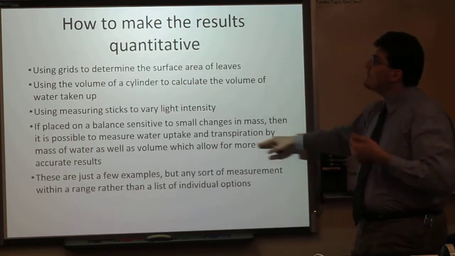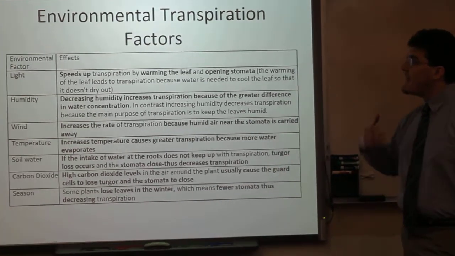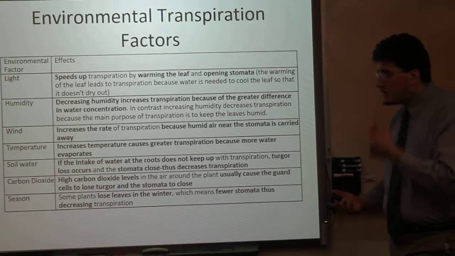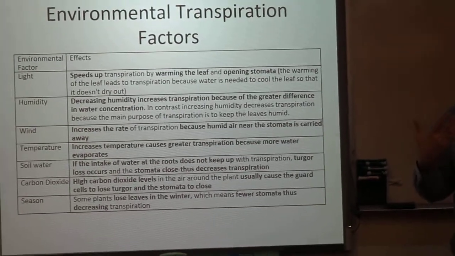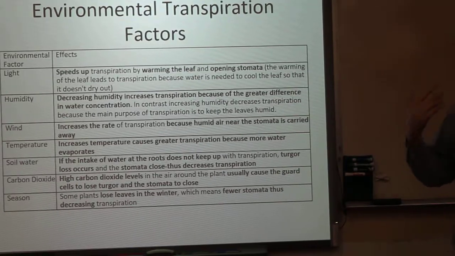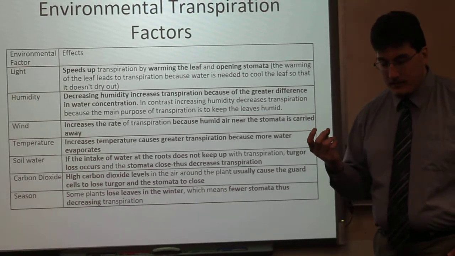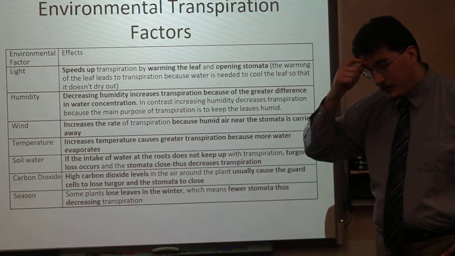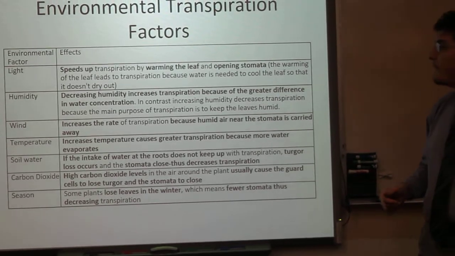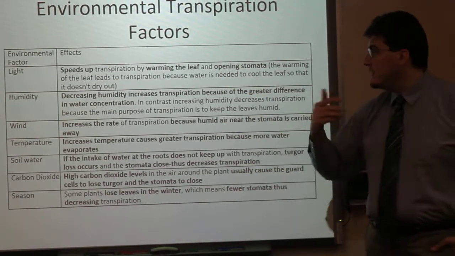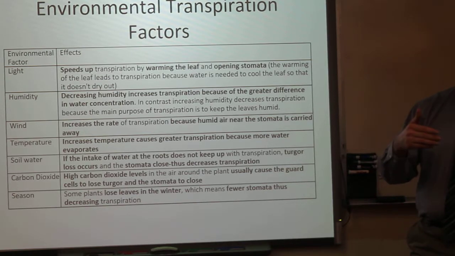Now, let's talk for a moment about the environmental factors that affect transpiration. Light is going to speed up transpiration by warming the leaf and opening stomata. It's also going to induce transcription and translation. That's not listed here, but that is one thing it's going to do as well. Humidity. A decrease in the humidity will increase the transpiration because there's a greater difference in the concentration of water inside the leaf versus outside the leaf.